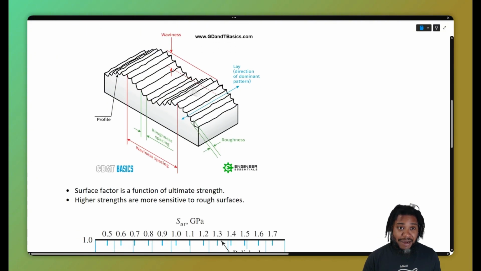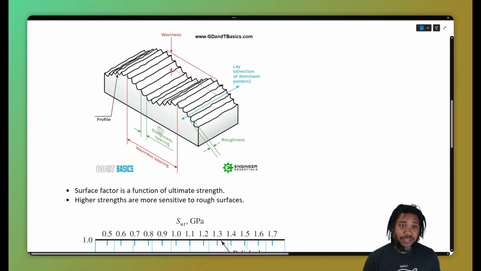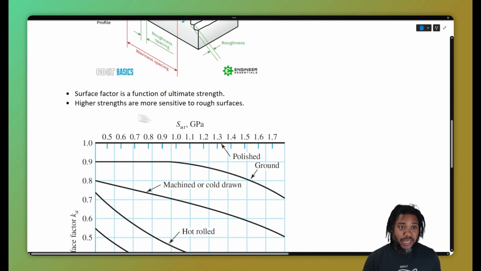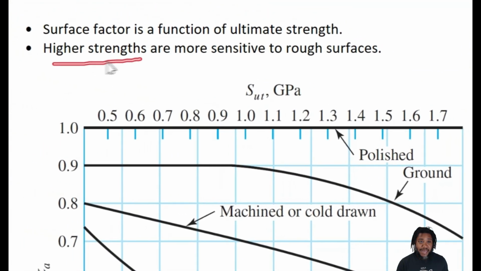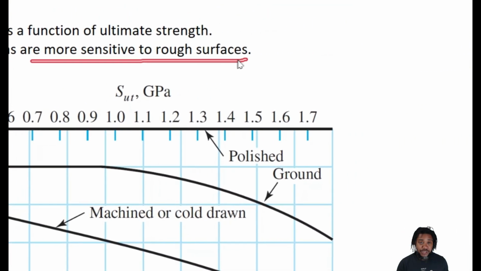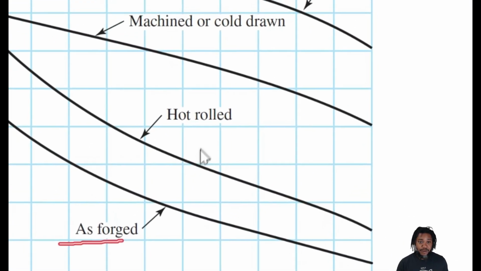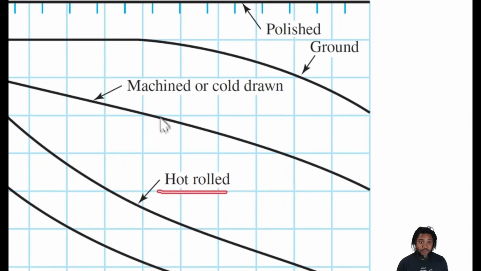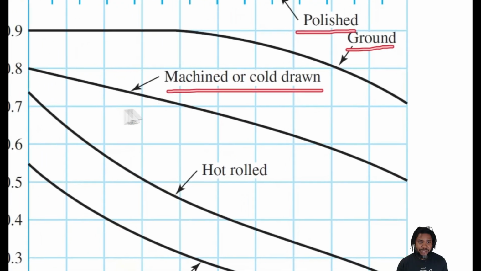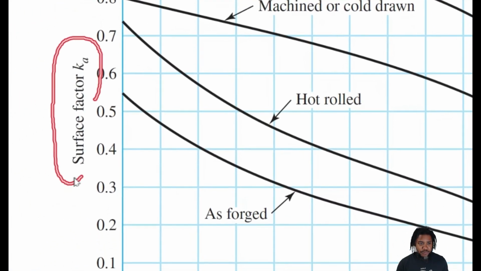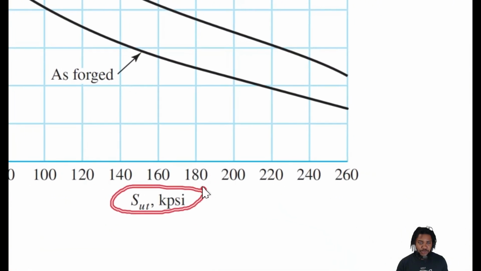So then how do we incorporate this surface factor into the design of our parts? Well, the surface factor is a function of ultimate tensile strength, and higher strengths are more sensitive to rough surfaces. If we were to look at different types of machined surfaces as forged, hot rolled, machined or cold drawn, ground and polished, we can find the surface factor, Ka, versus the ultimate tensile strength.